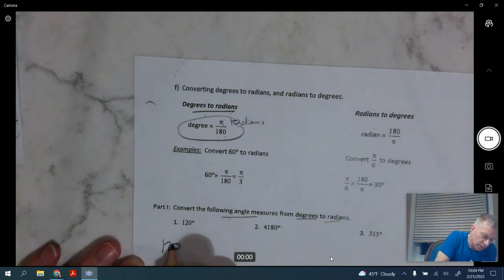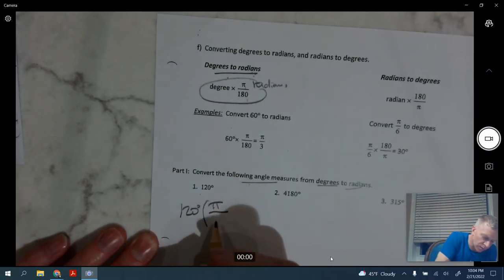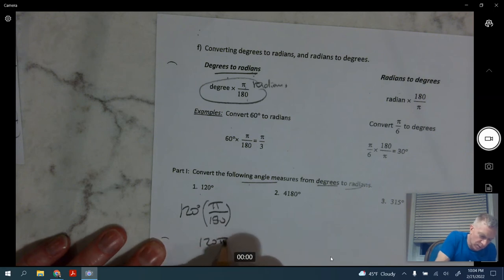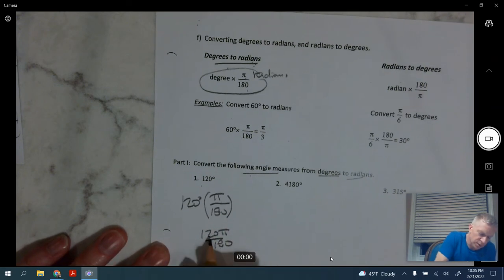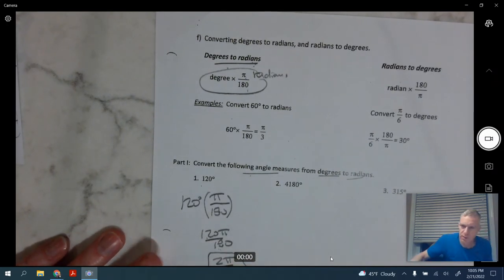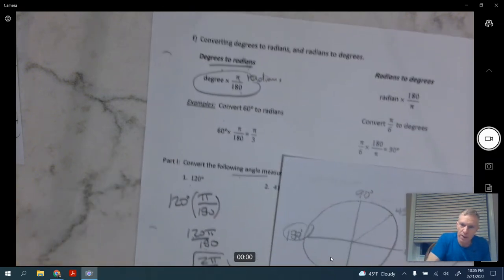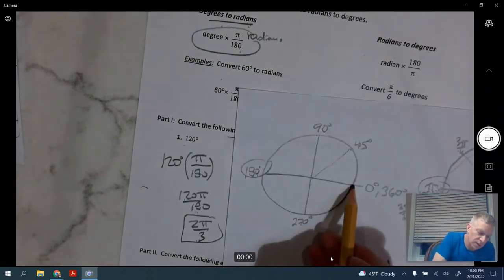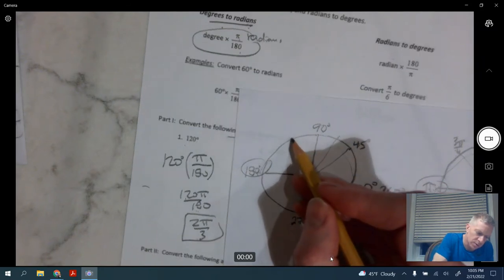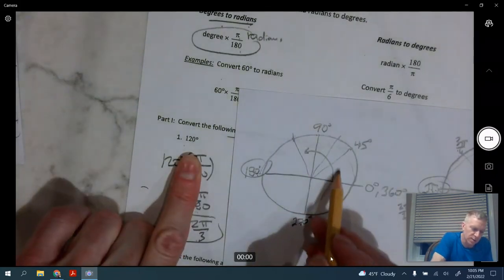So we've got 120 degrees. I'm going to multiply by pi radians over 180 degrees. And you get 120 pi over 180, which reduces, those both divide by 60, to pi over 3. Okay. And looking at this, just to visualize that, that's 2/3 of the way to pi. 2/3 of the way to 180, which would be somewhere around here, which makes sense because that would be about 120 degrees.